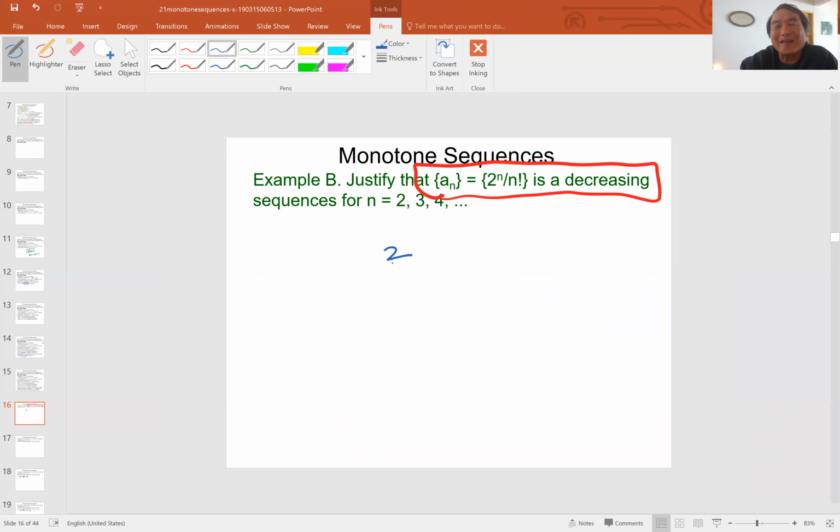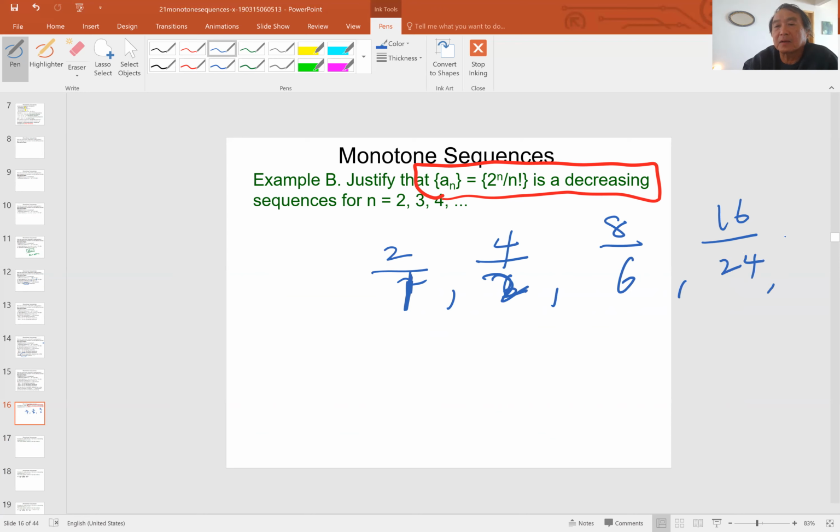Say, oh, when n is 1 it's 2 over 2, when n is 2 it's 4 over 6, when n is 3 it's... No, this is 2. When it's 1, this is 1, sorry. 1, 2, and 3, this is 6. And when n is 4, this is 2 to the 4, 16, then 6 times 4, 1, 2, 3, 4, 24, etc. I say, oh, well, look, it's decreasing. This is bigger than that, bigger than that, bigger than that. This is bigger than or equal to.